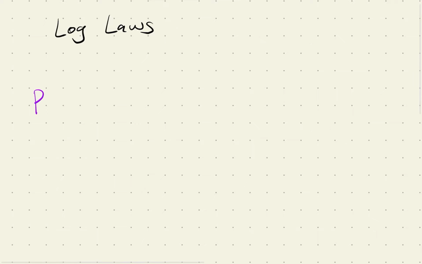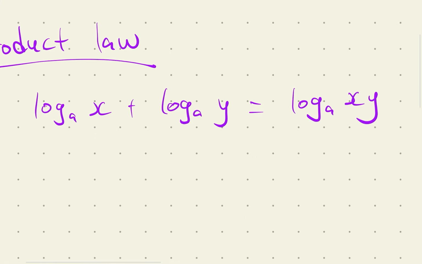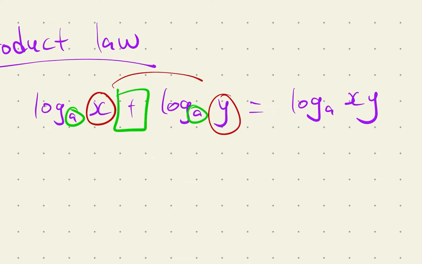So the first law we're gonna learn is the product law. By the name of product, you already know it's something to do with multiplication. So it goes something like this: log base a x plus log base a y equals log base a xy. A few conditions need to be met first in order for this to happen. The base of your log must be the same on both sides, and it must be a plus. So when you see this plus here, you can take these two values behind the log and multiply them together, so you will get this.